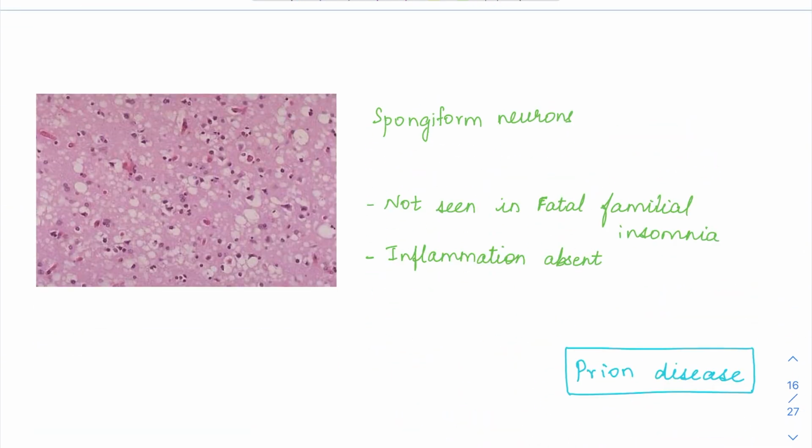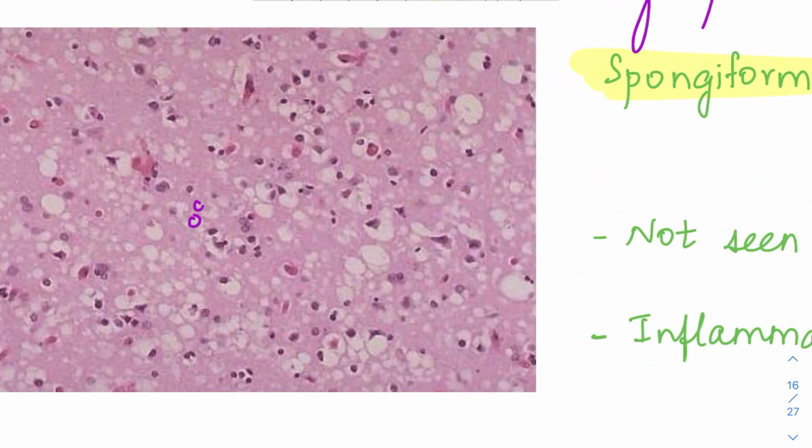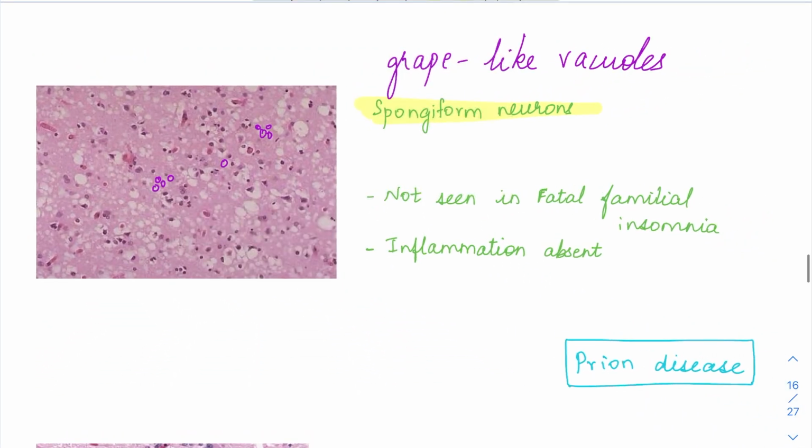So on microscopy in prion disease, the classical feature we see will be spongiform neurons. These are nothing but grape-like vacuoles. So a cluster of grape-like vacuoles will be present inside the neurons. In this image also, if we appreciate, all of this small spongiform appearance of the neurons is there. It's all vacuolated. This is the classical image, and this image has been asked in MCQ also before. So this is the image of a prion disease.